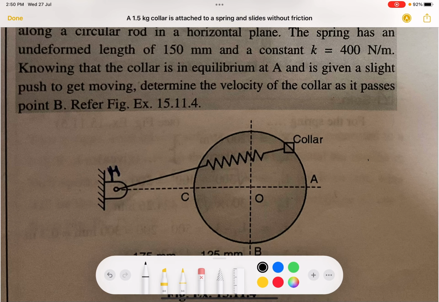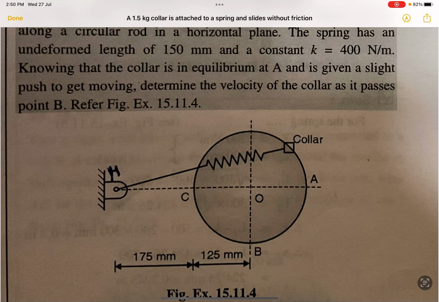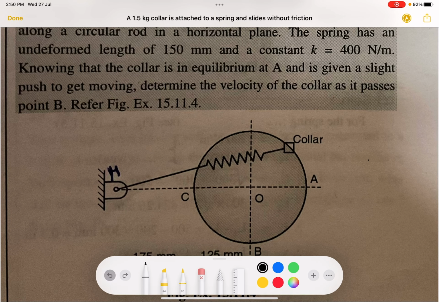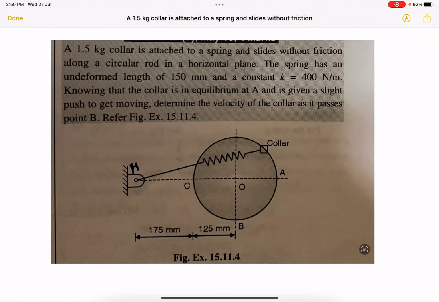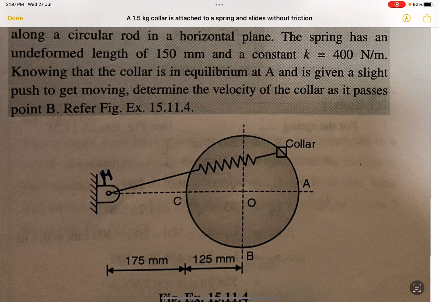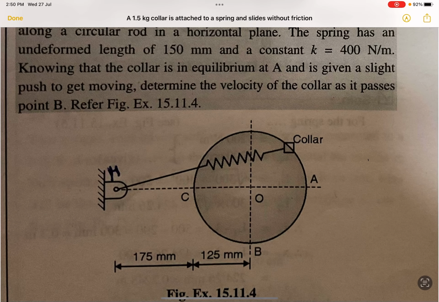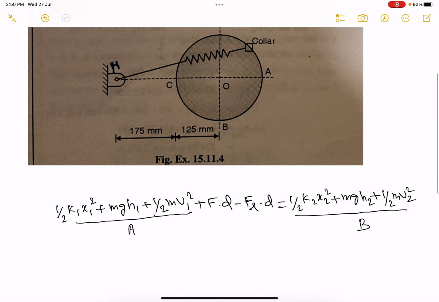So the potential energy terms from both sides can be cancelled out. This is cancelled out, and this is cancelled out. And what about spring energy?